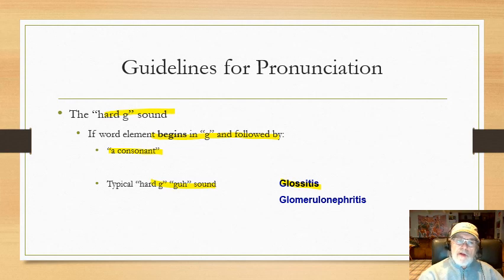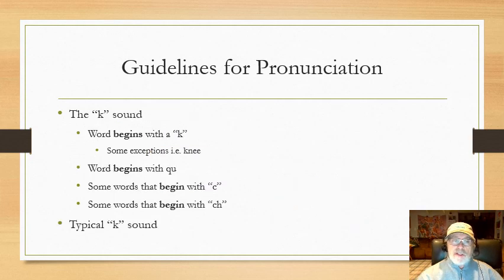Glomerulonephritis. So here's a G again followed by an L. And glomerulus is basically a ball of capillaries in the kidneys. We'll be talking about those near the end of the semester. And nephritis, nephr means what? Kidney, and itis means inflammation. So this is an inflammation of this ball of capillaries that does all the filtration of the kidneys. So that's glomerulonephritis. Again, the hard G sound.